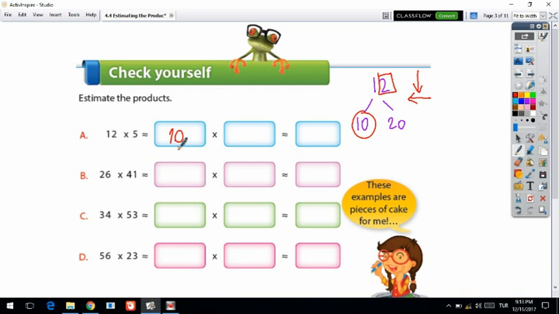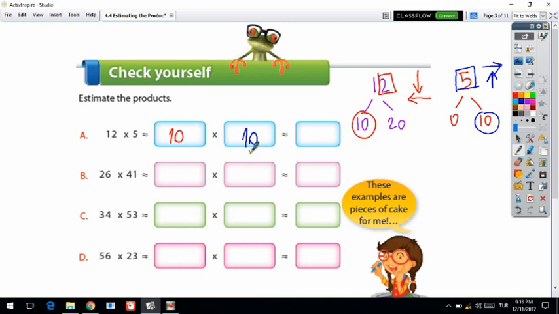Then let's round 5 to the nearest 10. 5 is between 0 and 10. Okay, so now I look at the ones digit. There's just one number, the ones digit, so 5. Is 5 5 or bigger than 5? Yes. If you say yes, you round up. When you round up, you move right. The answer is 10. Now it's easy to multiply.